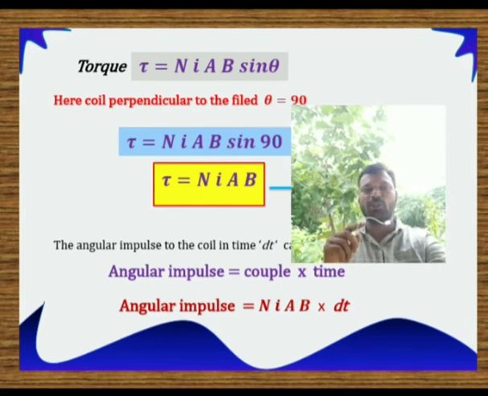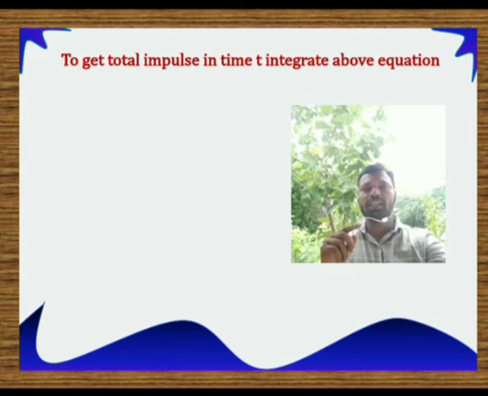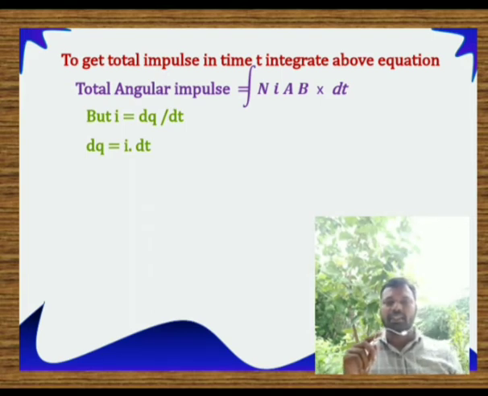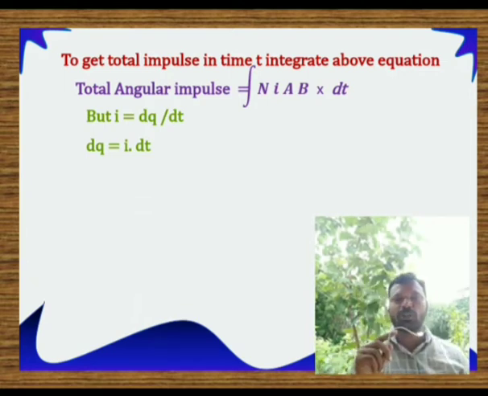NIAB into dt, time is dt. Now to get the total impulse, we have to integrate that equation, integrate NIAB dt. But actually I means current. What is current? The rate of change of charge, the rate of motion of charge. So I is equal to dq by dt. From that, dq is equal to I into dt.